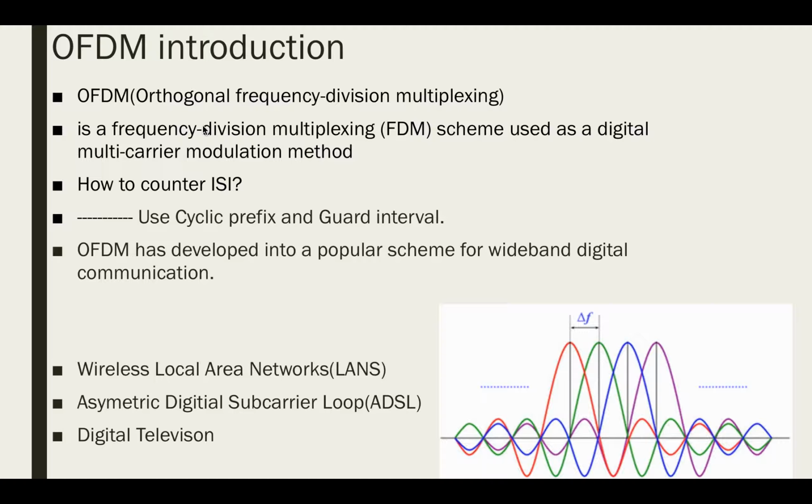And how does OFDM counter ISI? It will use the cyclic prefix and the guard interval, which I will discuss later in the slides. OFDM has developed into a popular scheme for wideband digital communications nowadays, so it's good to research this. OFDM has many applications, like wireless local area networks, WLANs, and asymmetric digital subscriber line, ADSL. And the final one, the most common, is digital television.